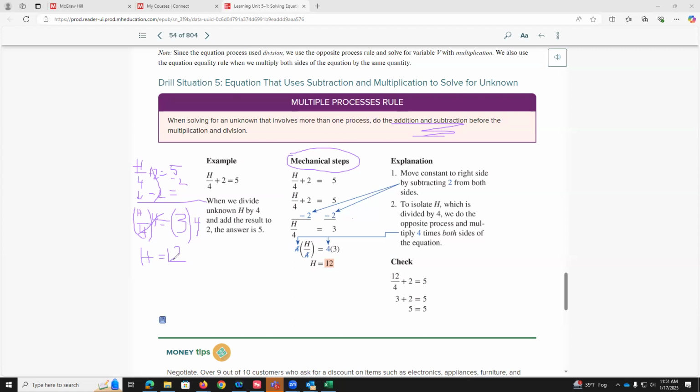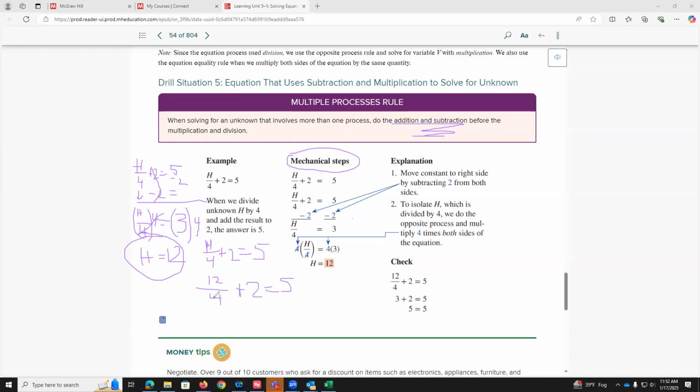Now, here's the good news. You can still double check this, right? So you know what your h is. We're going to go back to our original problem, h over 4 plus 2 equals 5. Now, I know that my h is 12, so this is going to be 12 over 4 plus 2 equals 5.